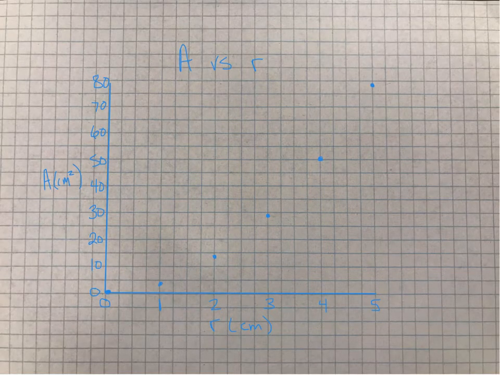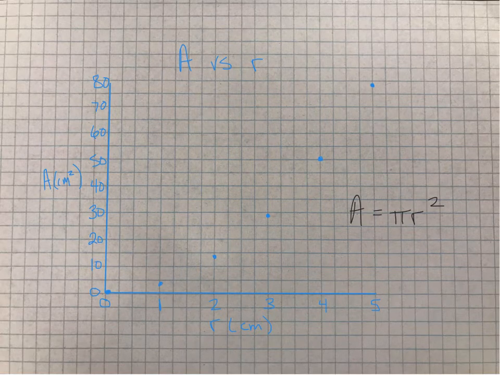Alright guys, so as we can see, when I graph my area versus my radius, I get a graph that is concave up. And if you think about it, that's not surprising at all because our relevant equation that relates the area of a circle to its radius is A equals pi r squared. So when I graph area versus radius, it should not be linear. It should be concave up like a parabola.